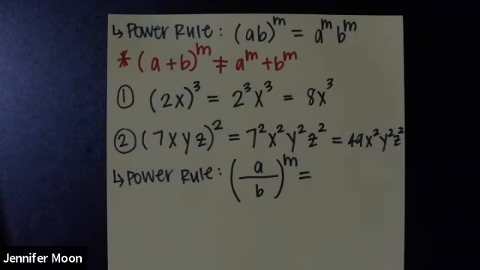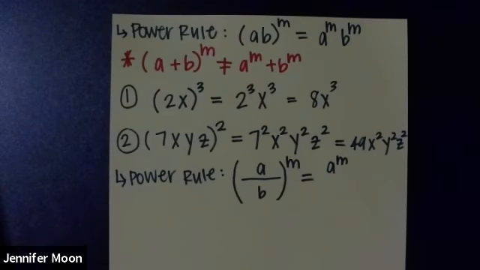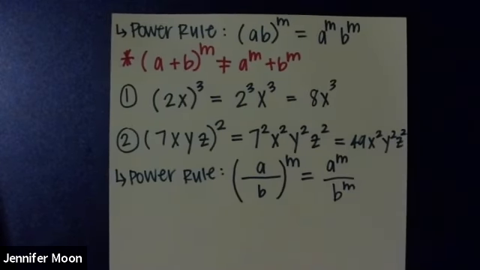So kind of looking at the previous rule, it's like, okay, A is going to get raised to M. B is going to get raised to M, right? Doesn't matter if it's in a fraction form. We're going to raise whatever is in the numerator, because there could be A, B, C, D, right? Whatever is in the numerator is going to get raised to that M power, and whatever's in the denominator is going to get raised to that M power.